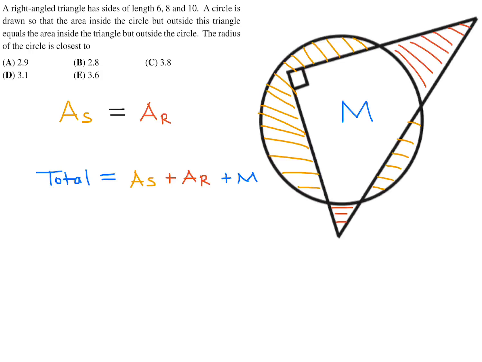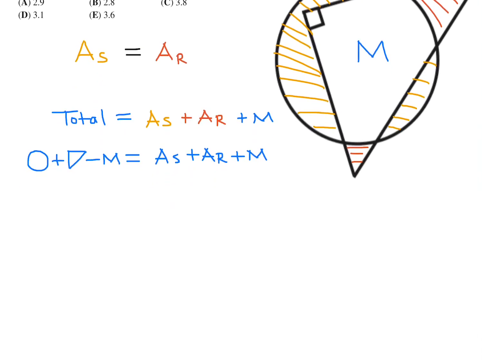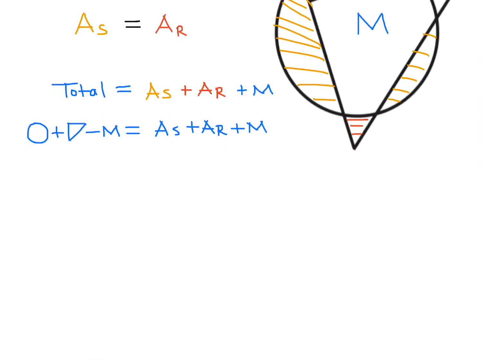But the total area can also be represented by the following. You take the area of the circle, you add to it the area of the triangle, but then you subtract from that M. Why? Because M you've double counted. All right? So I hope that makes sense. And then therefore you've got AS and AR and M on that side. So this is the mathematical equation that will allow you to figure out the radius of the circle, which is what they want.